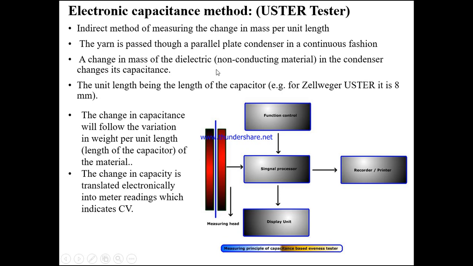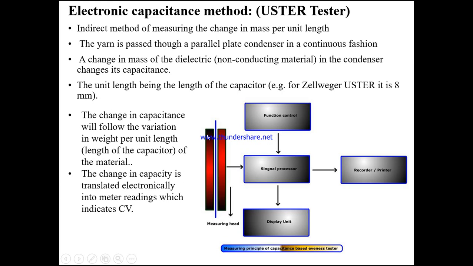A change in mass of the dielectric or non-conducting material, that is the yarn, in the condenser changes its capacitance. The unit length is the length of the capacitor. The length of the capacitor is the unit length of the yarn. In the case of Zellweger Uster, that is 8 millimeter. That is the length of this capacitor, or the length of the yarn which will be inside the capacitor. The change in capacitance will follow the variation in the weight per unit length of the material, right? The change in capacity is translated electronically into a meter reading which indicates the CV.